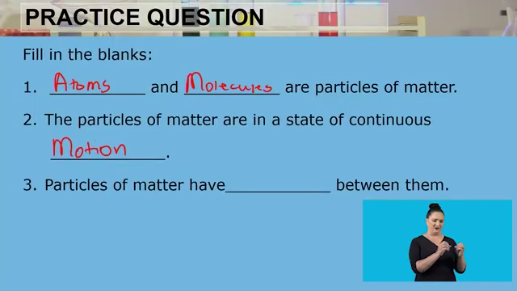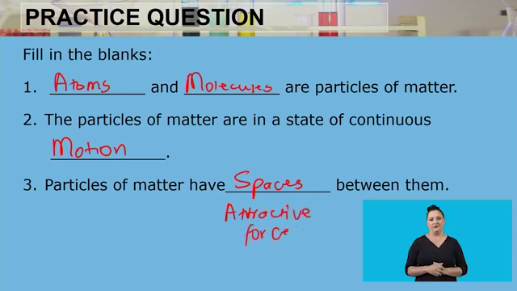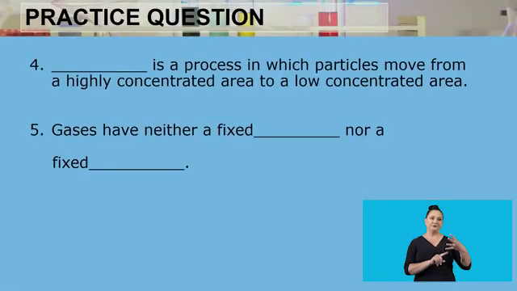Third question, particles of matter have something between them. They have two things between them. You can either say spaces, or you can also say attractive forces. So particles of matter have spaces between them. And also the particles of matter have attractive forces between them. That's what holds the particles together.